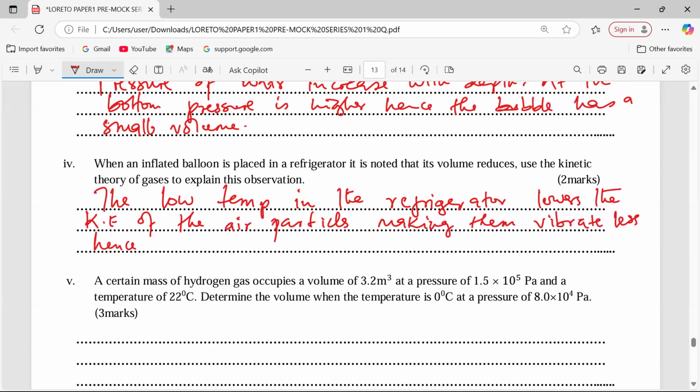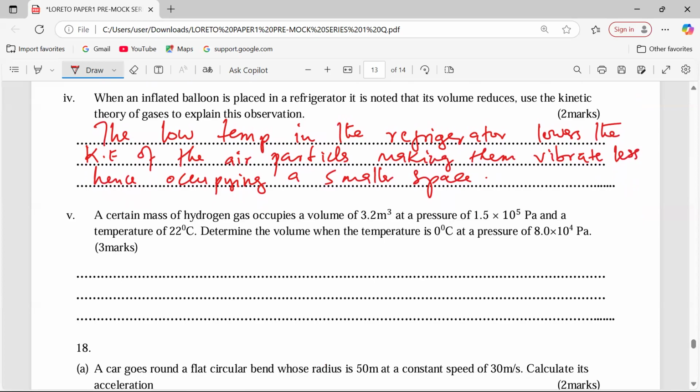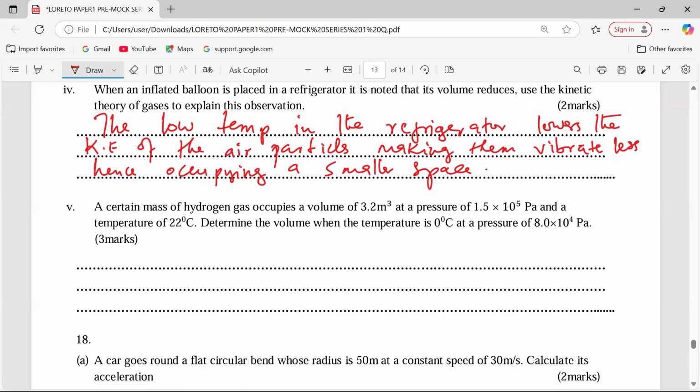Hence, occupying a smaller space because they are now not vibrating within a longer distance. The vibration is not within a longer distance. Therefore, we will have the air particles occupying a very small space. Look at V now.